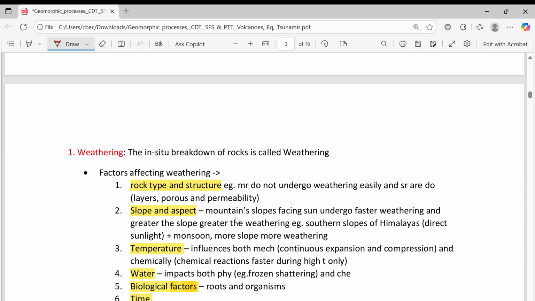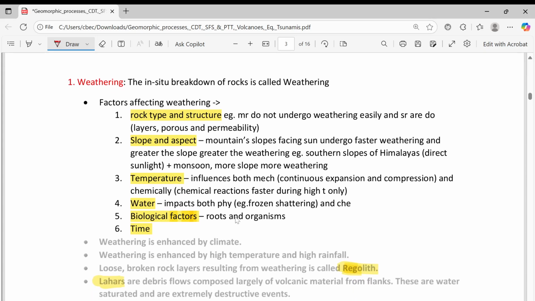So what is weathering? Weathering means, for example, there is one mountain, and here some rocks are breaking and making small particles. This is weathering, in situ breakdown of the rocks. In situ means at that place only. It is simply breaking and staying there. This happens naturally, you need not go and break it, because of sunlight and everything. That is weathering, in situ breakdown.